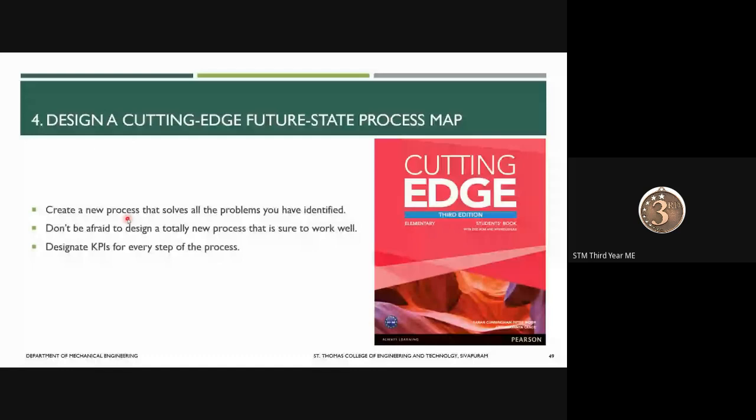So always that process will be updated, or it will be technologically feasible. It will always be at the forefront, the state of the art process. It will be implemented in every company because of the technological update. So that is what comes under design future state process map. So we are creating a new process that solves all the problems you identified. We have identified each and every problem and we are creating a new process.